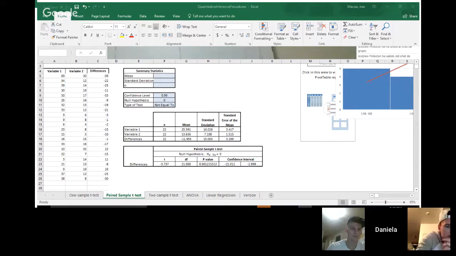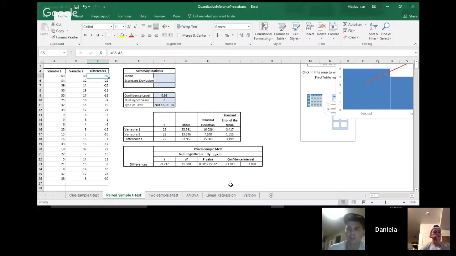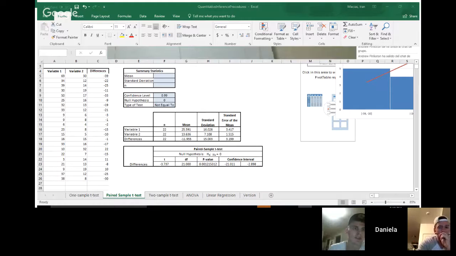Wait, it's 99% confidence level, right? 0.99. Right. Do you guys have confidence intervals of 2.898 and 21.011? Yeah. P-value is 0.0012153112. Yeah. A DF of 21 and a T of 3.737. So you got 3.7372. Yeah. So yeah, it's mine.